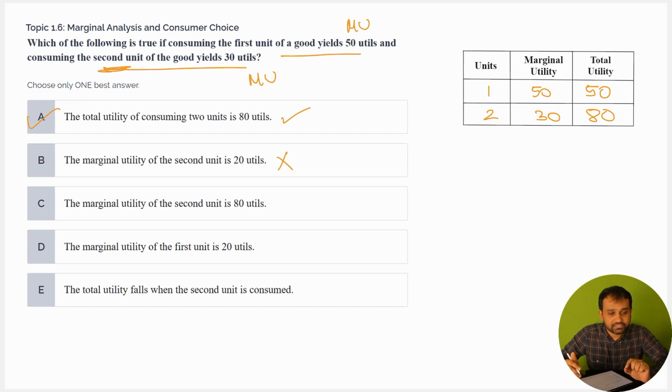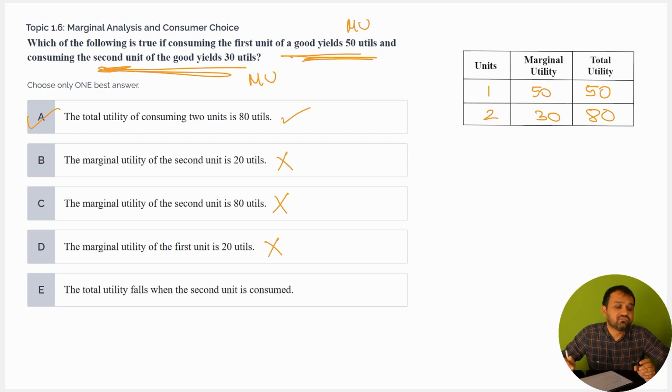Okay. Option C, the marginal utility of the second unit is 80 utils. That is not correct, because the information provided already tells us consuming the second unit is giving us 30 utils. So that is the satisfaction you're getting from that unit alone. That cannot be 80 utils because the question states it is 30. The marginal utility of the first unit is 20 utils. Again, incorrect, because the first one is giving us 50 utils.